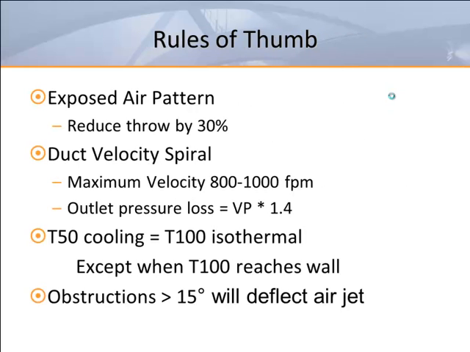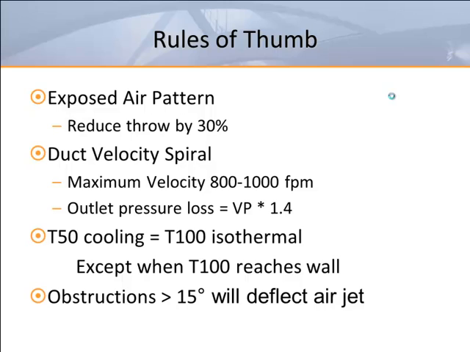Some concluding rules of thumb. When using a diffuser for exposed application, reduce the throw by 30%. For grills mounted on a spiral duct, maximum main air duct velocity 1,000 feet per minute and 800 feet per minute is better. Pressure loss across the outlet must be equal to the main duct velocity pressure times 1.4.